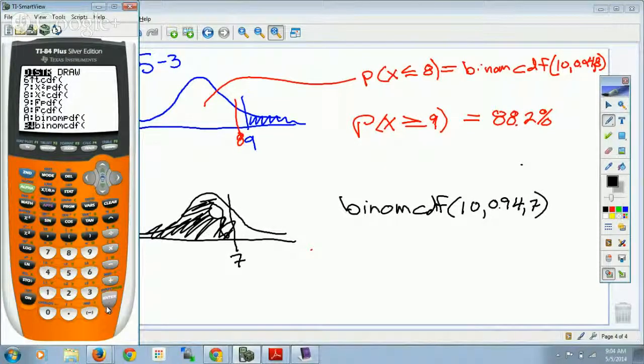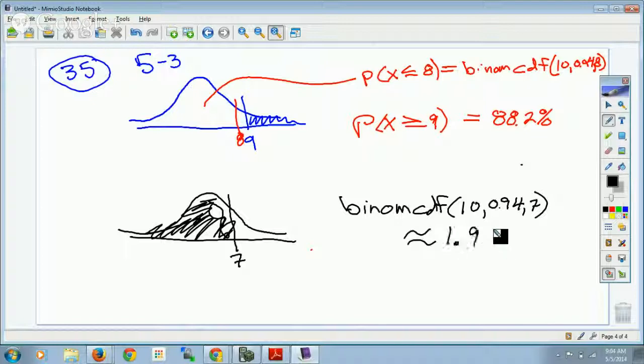Okay, binomial CDF, 10, 0.94, 7. And we should find that's relatively small, but is it small enough? Ooh, yeah, we get about 1.9%. So we would say, yes, this is an unusually low number.